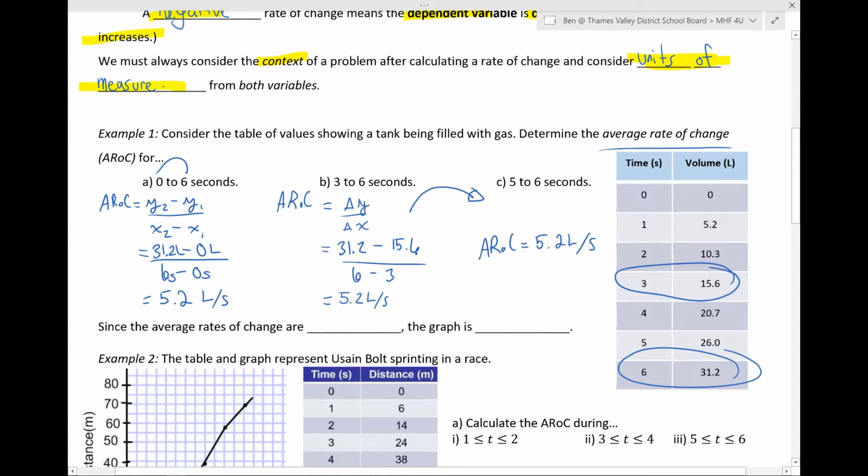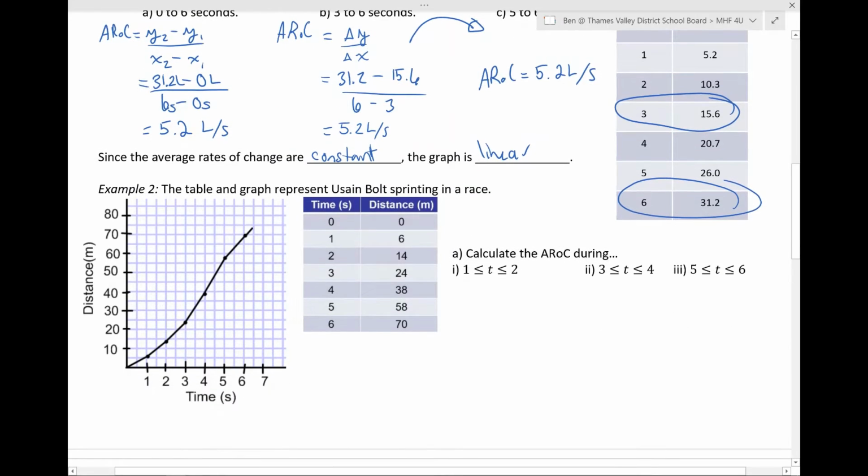So since our average rates of change are equal, or are constant, then we say the graph is linear. Fantastic. Now I know this is really straightforward. That's part of it. I promise you it will get more challenging as we move forward. Maybe not so much in this lesson, but definitely in the next lesson we'll be bringing forth some new ideas.